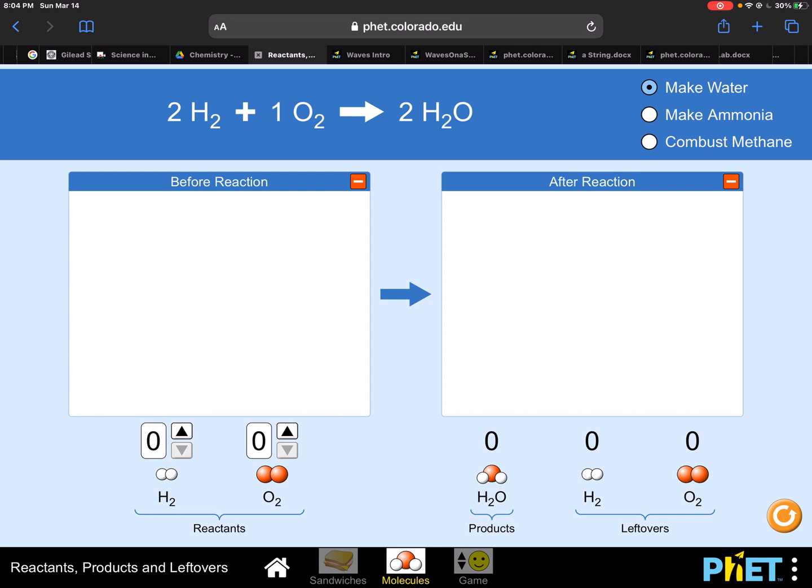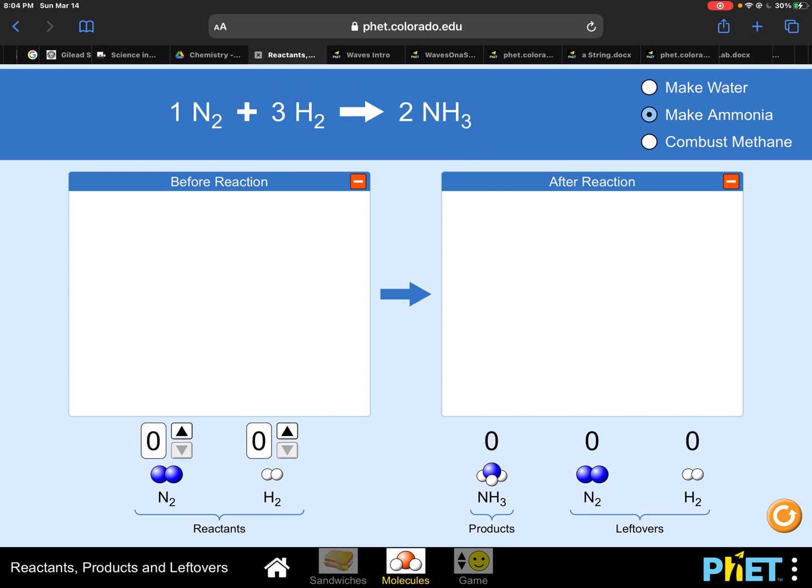So if I add in one hydrogen molecule, H2, and before the reaction add a molecule of oxygen, notice I don't get any products. If I add in 2 molecules of hydrogen and 1 molecule of oxygen, I get 2 molecules of water and I have no leftovers. If I add another oxygen there, I would have a leftover. But you're going to follow the directions, what it tells you to add, and then answer the question.